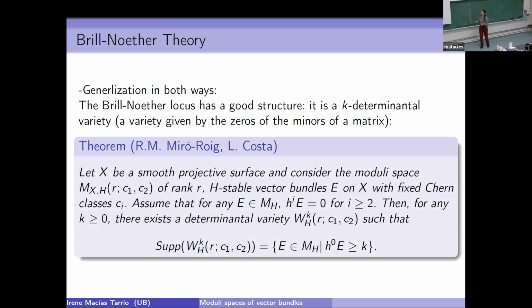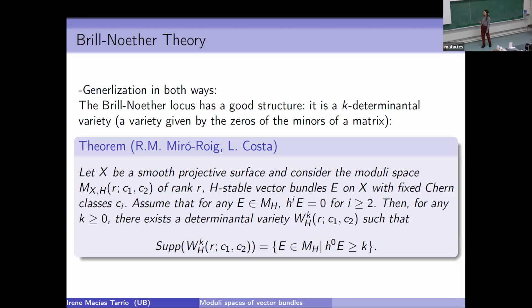This generalization was made by Rosa Maria Miro-Roig and Laura Costa. They define these subvarieties for any algebraic variety of any dimension. It was defined for curves, and now we define it for any algebraic variety. The interesting thing is that the Brill-Noether locus is a determinantal variety, a variety defined by the minors of a matrix, so it has a good algebraic structure.